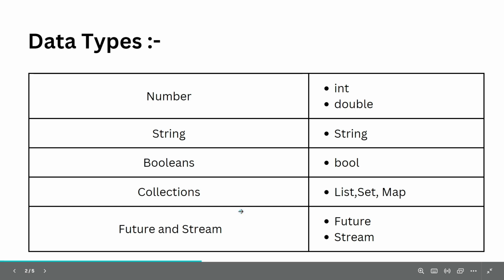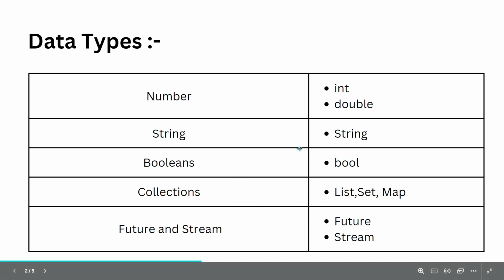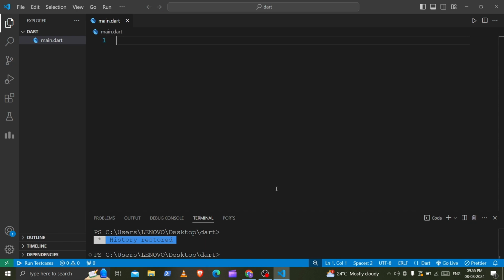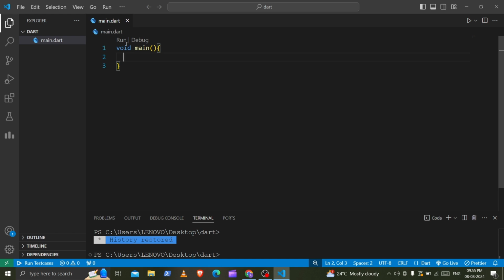Let's see in the code editor how we can define the data types, how we can write them, and how we can perform operations inside them. So this is Visual Studio Code, and I have created a main.dart file. The extension for Dart files is .dart. Here I will write a main function, which will be void main, and inside that we can define the data types. So first we will look into the basic data types.